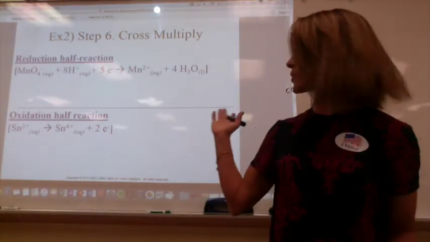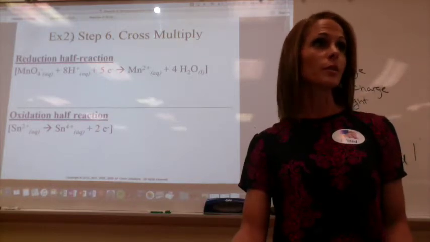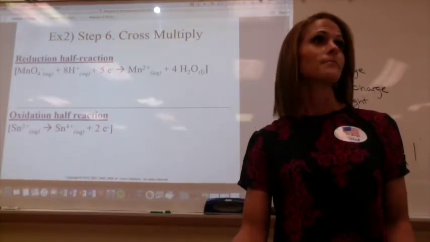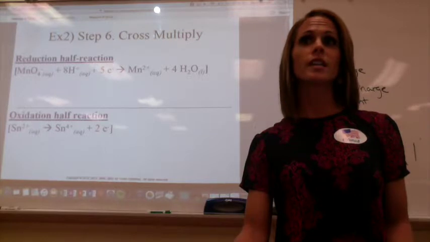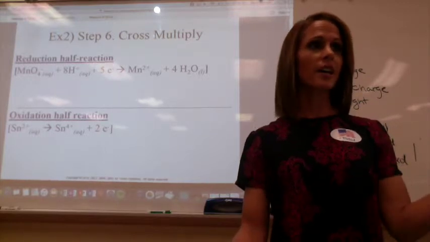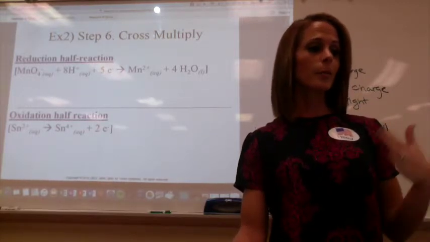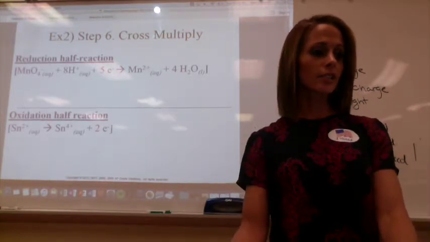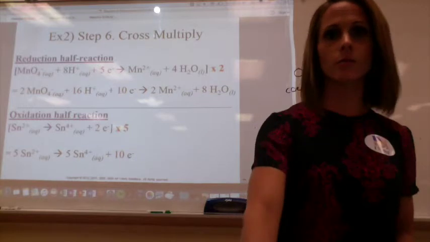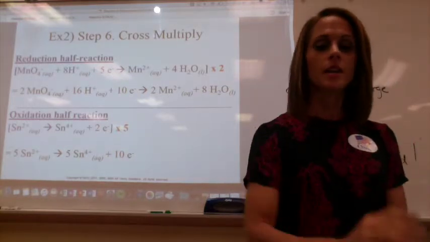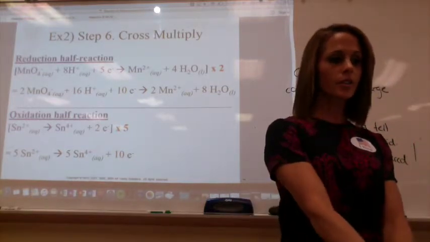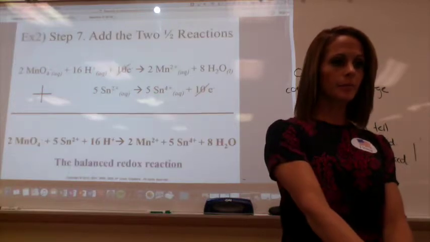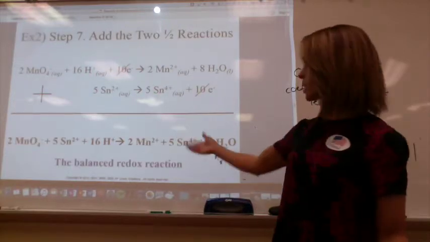So now we have to cancel our electrons by using least common multiple, right? What's the least common multiple of 5 and 2? 10. So I multiply the top by 2 and the bottom by 5, and then I combine by canceling my electrons. We get to the last step here, which is combining them, and then you end up with the final reaction.